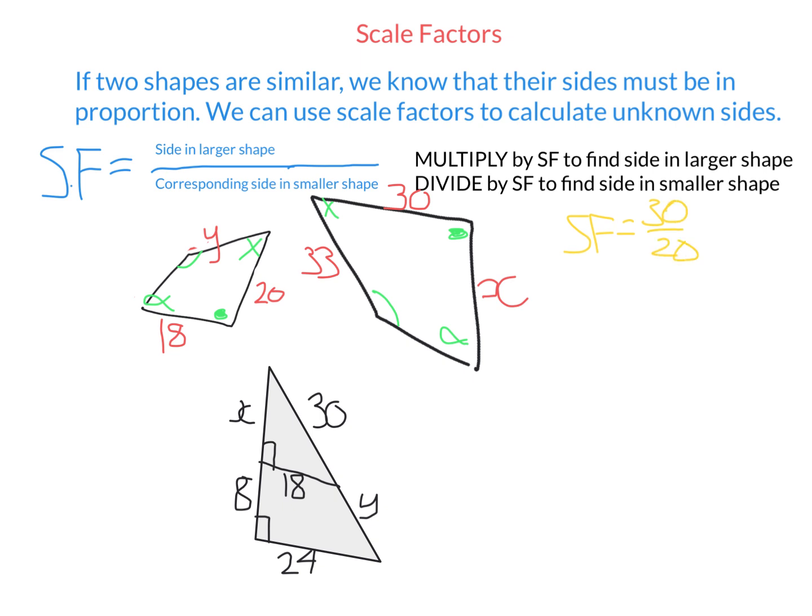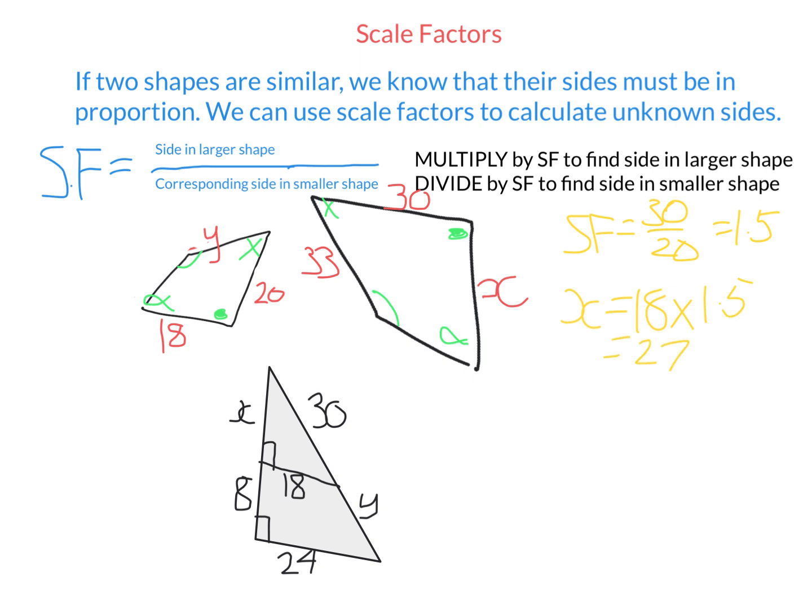Side in larger shape divided by corresponding side in smaller shape. So that gives us 1.5. That means that each side in this shape is 1.5 times as long as its corresponding side in this shape. So for x, which is touching alpha and the dot, it corresponds to 18, touching alpha and the dot. Because x is in the larger shape, I times by the scale factor. So x will be 18 times 1.5, which gives us 27.